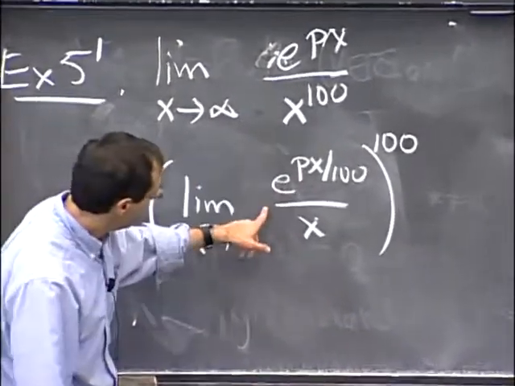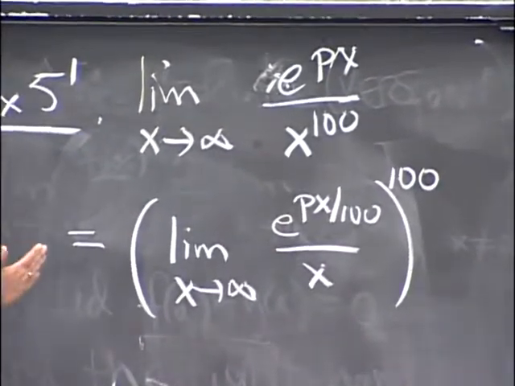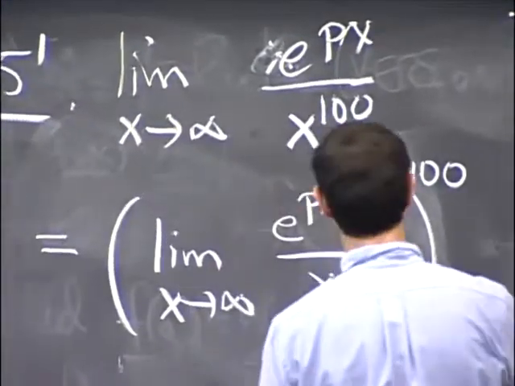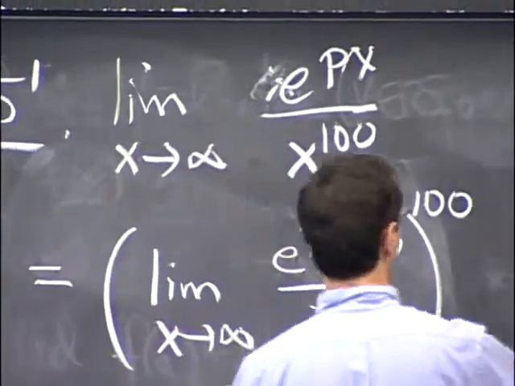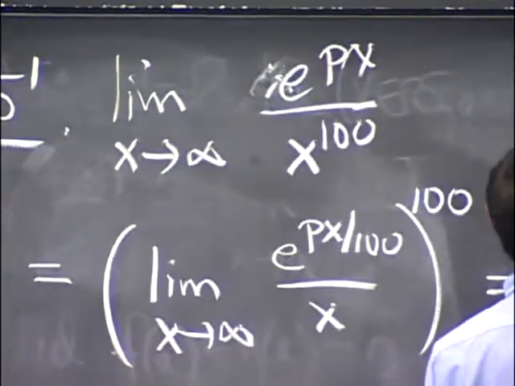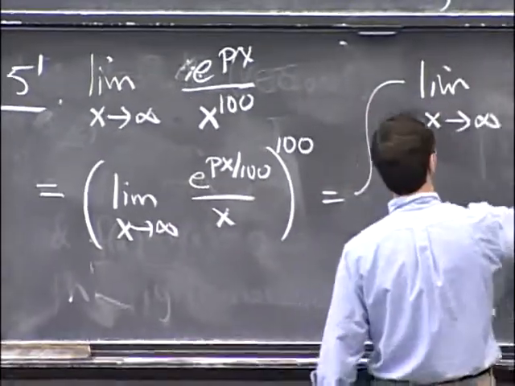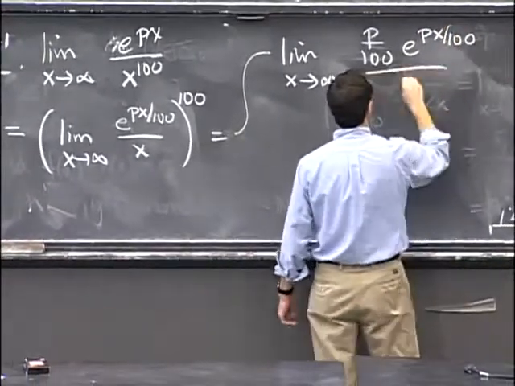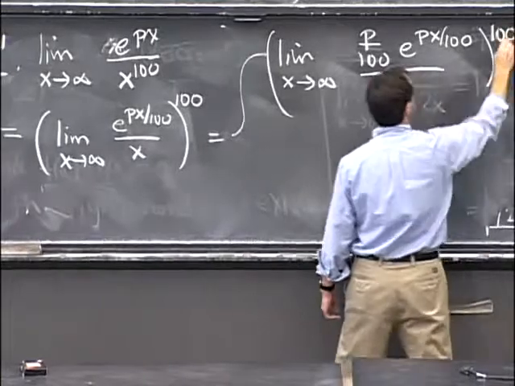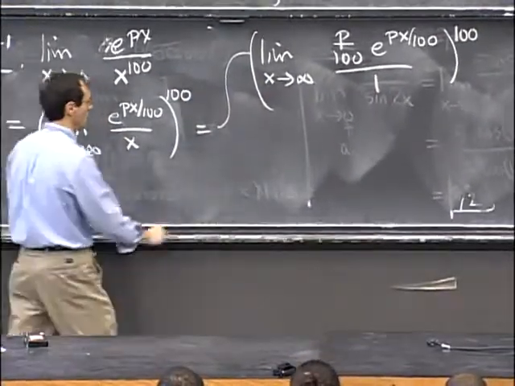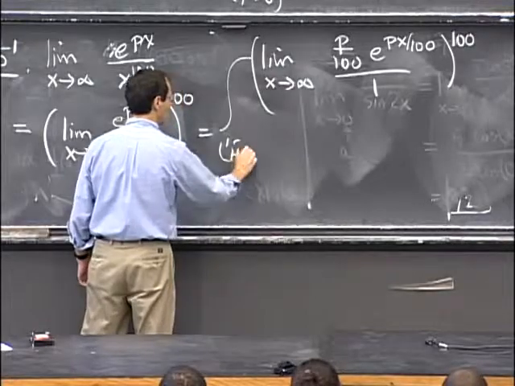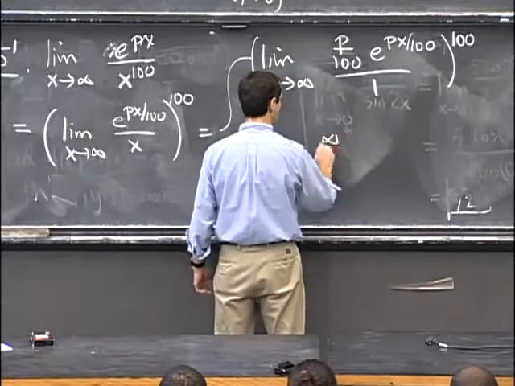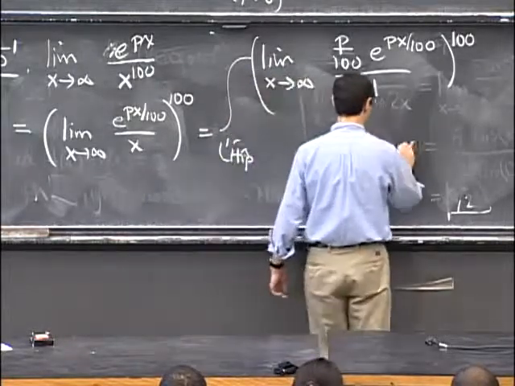So if you do that, then we just have one L'Hopital rule step here. And that one is that this is the same as the limit as x goes to infinity of, well, it's p over 100 e to the px over 100 divided by 1, all to the 100th power. All right, that's our L'Hopital step. And of course, that's infinity over 1, to the 100th power, which is infinity.